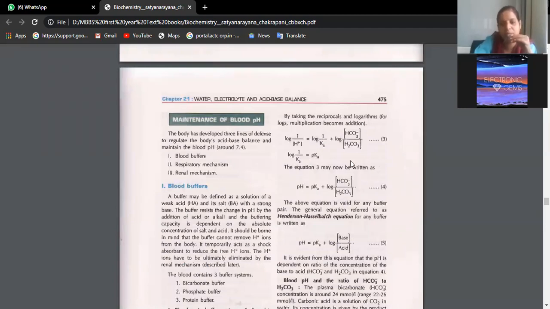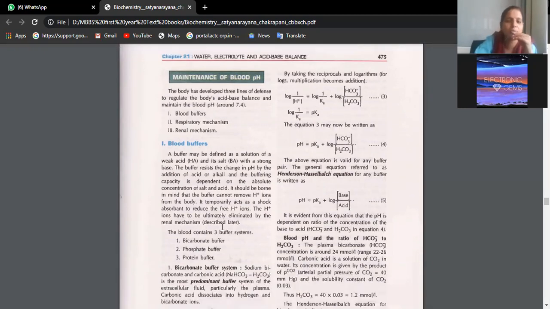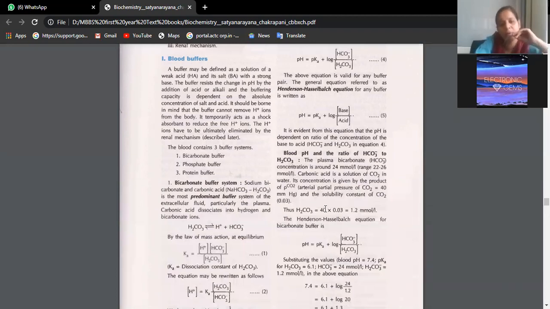This is considered as constant. So instead of writing log 1 by Ka, you write pKa. Log 1 by H is nothing but pH, so instead of writing log 1 by H, you write pH. Instead of log 1 by Ka, you write pKa, and rewrite the same thing. So pH is nothing but pKa plus log of HCO3, which is the base, over H2CO3, which is the acid. So this is actually the blood buffer, the bicarbonate buffer system.